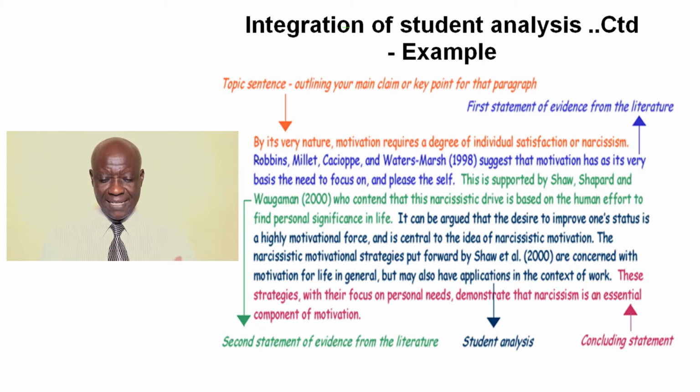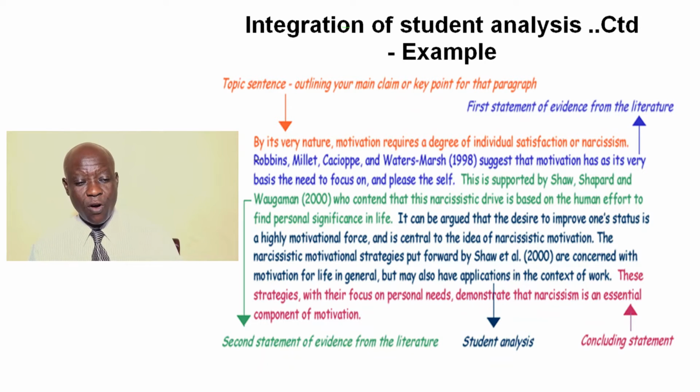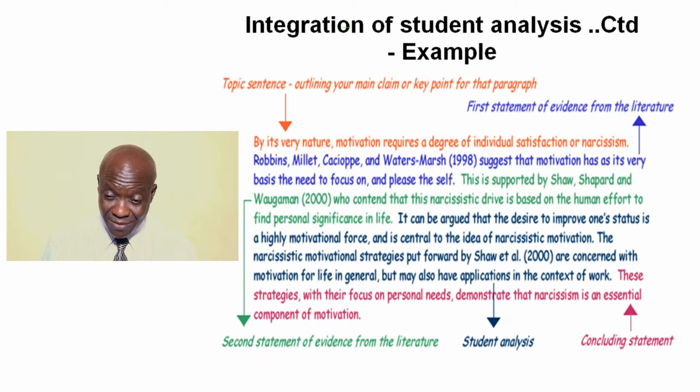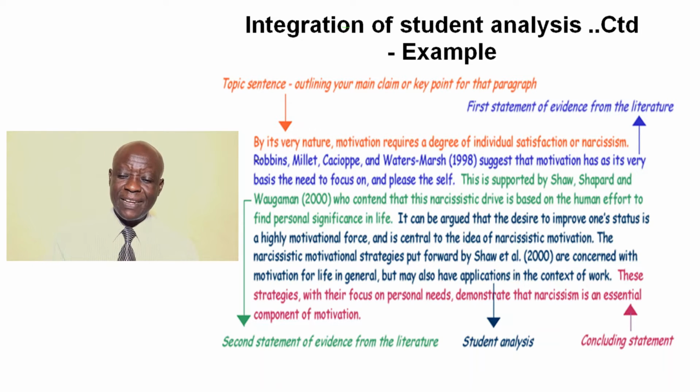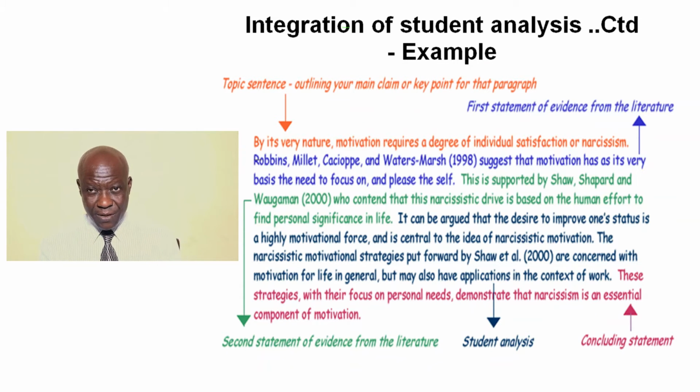Now, when you look at this text, ladies and gentlemen, that I've shown on the screen, again in orange, you see a topic sentence. Then, of course, in blue there, you see the first statement of evidence from the literature. That's how you present evidence from literature. And of course, when you move to green, you see the second statement of evidence from literature. Then, of course, in black, I don't know whether it's black or another form of blue there.